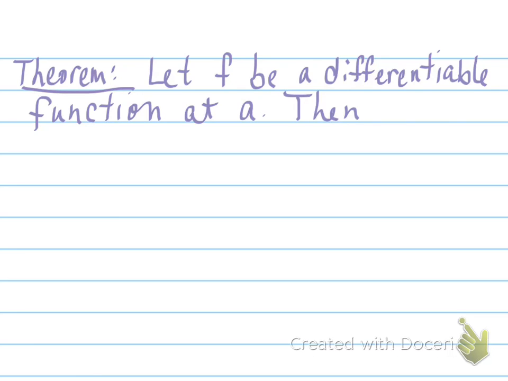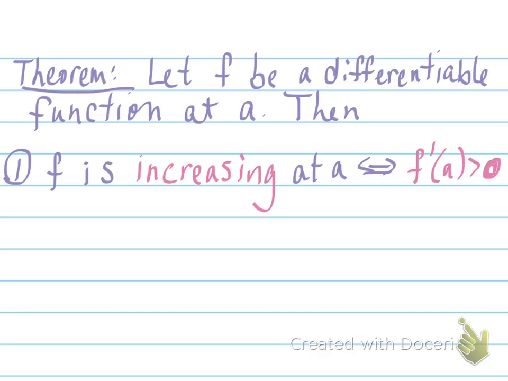So here's a theorem. This relates the first derivative to whether a function is increasing, decreasing, or neither. So we're going to suppose that we actually have a derivative at a point a. So we're going to let f be a differentiable function at a. Then the function f is increasing at a if and only if the derivative at a is positive.